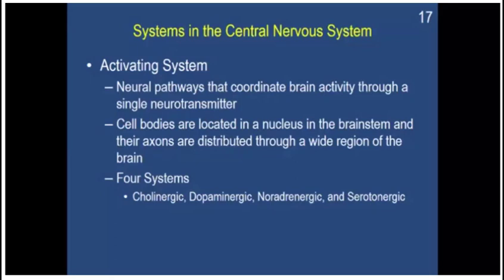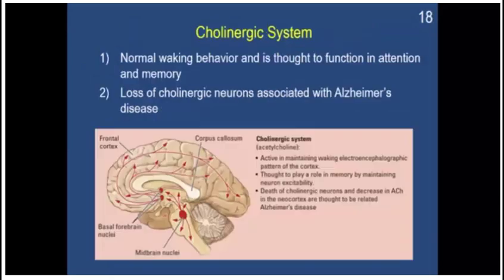So there are 4 major activating systems that we're going to talk through very quickly. These are neuropathways that are coordinated activities in our brain, and they have to do with a single neurotransmitter. One of the things you're going to notice is that many of them follow a similar pathway. However, their origins are different. So the 4 systems are cholinergic, dopaminergic, noradrenergic, and serotonergic. And we're going to talk about all this.